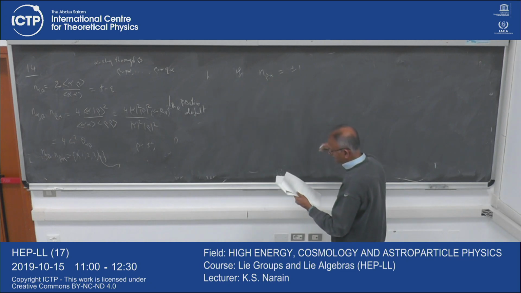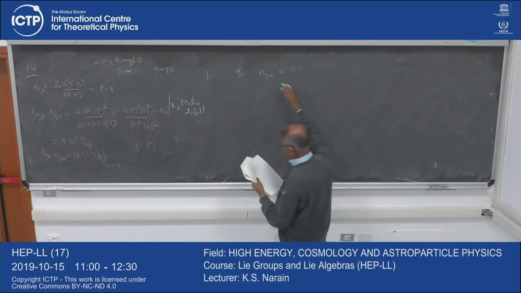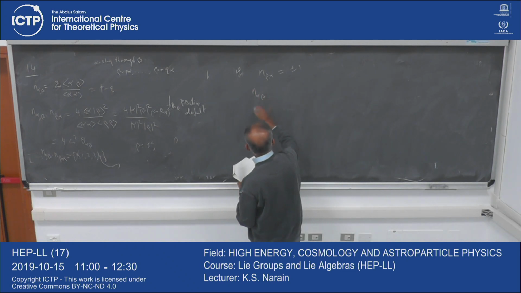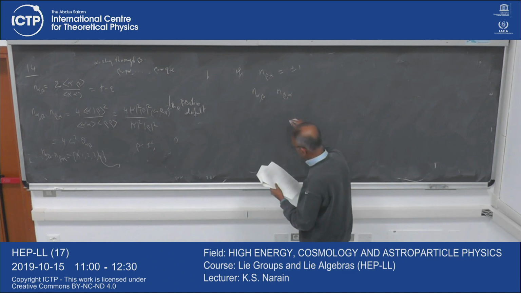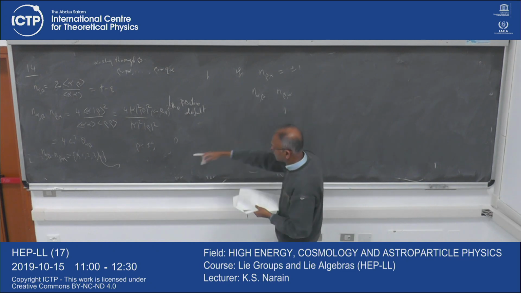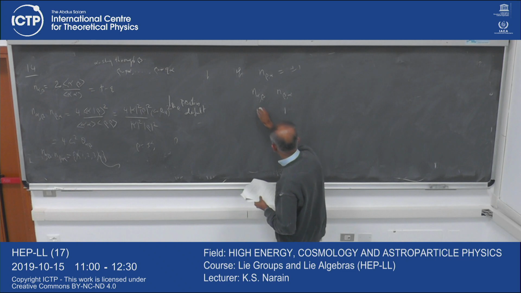Okay. Then the possibilities are n alpha beta and n beta alpha. We put the tables here. If I choose 1 here, n alpha beta can be anything between 1, 2, and 3, right? So I can have 1 here.